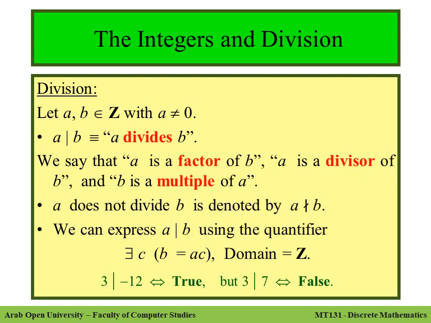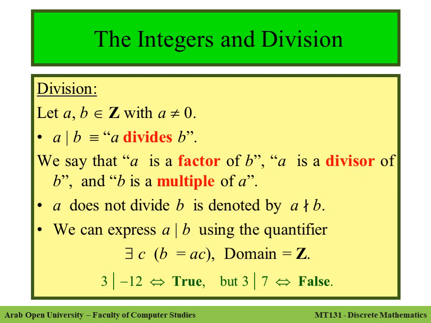Division: we start with a and b in Z. Z, of course, is the set of integers, with a not equal to 0. So we say that a divides b. Of course, this symbol here is not normal division. We're not dividing a by b. This just says that a divides b, which means a is a factor of b, or that b divided by a is a whole number. But again, this is a divides b, or a is a factor of b.